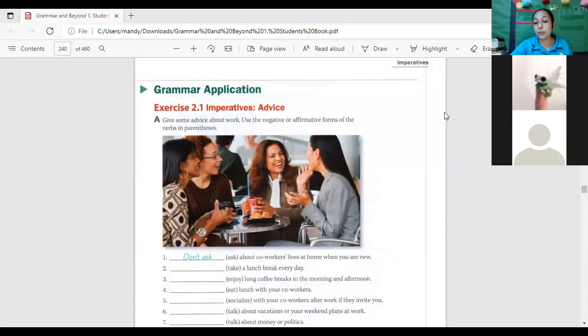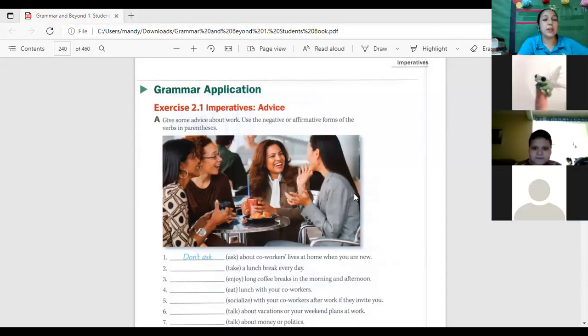So let's see. We use imperatives, for example, on forms of websites, in signs, in a banner, etc. These are the uses of imperatives. But first, we check advices. For example, our parents every day give advices to all of us. Stand up, please, eat carefully, eat healthy, etc. So let's give some advice about work.